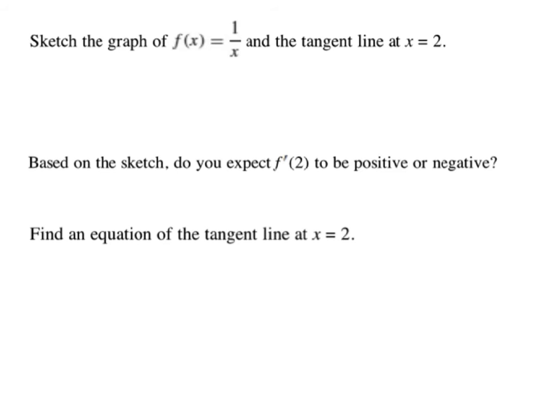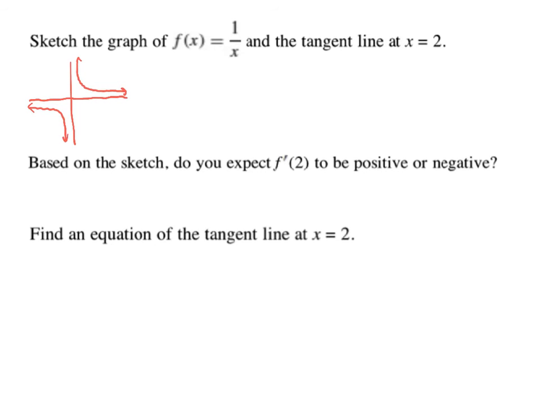Okay, let's take a look at an example that has a rational function. So my first step is asking you to sketch the graph of f of x equals 1 over x and the tangent line at x equals 2, just to get a quick visual to begin with. These graphs do not have to be perfect, but if you need help graphing, you can certainly use your calculator or Desmos. The graph of 1 over x has horizontal and vertical asymptotes at 0, and the two branches are bounded in the first and the third quadrants.